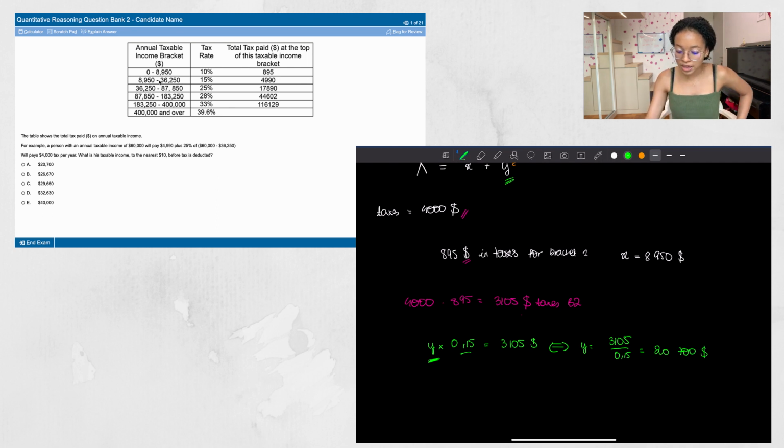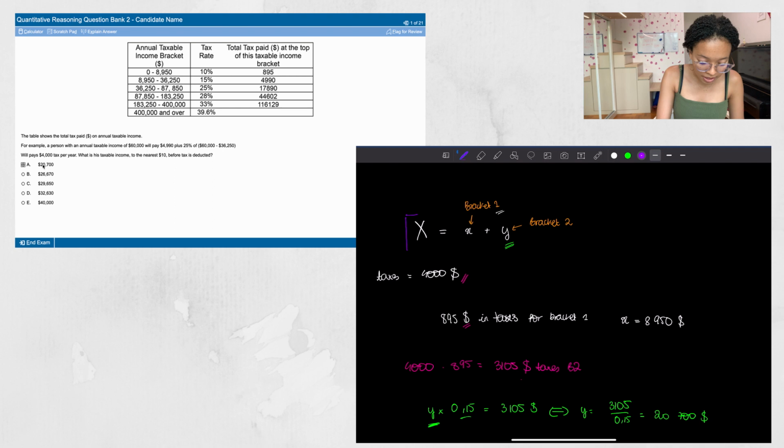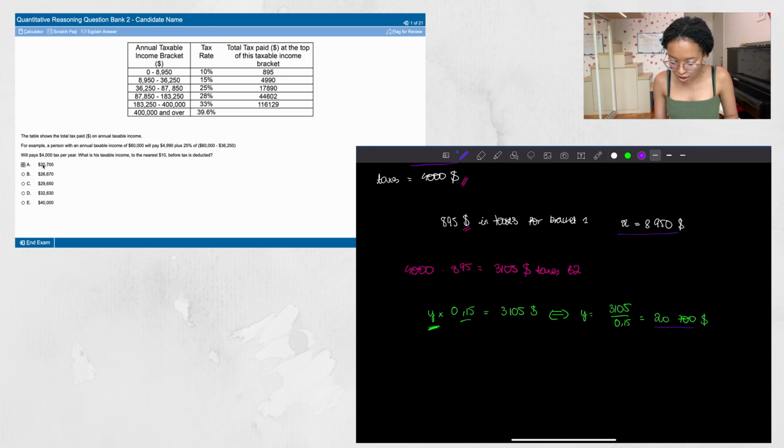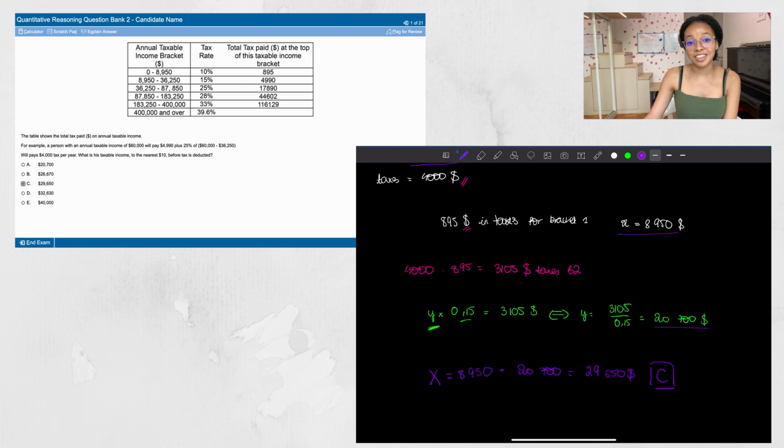$20,700. Now, if you look at the answer options, you see that you could click on A, but don't be too quick to click on A, because you remember that we wrote at the beginning that the total income that he makes, X, is equal to X plus Y, and X equals 8,950 and Y equals 20,700. So X is equal to 8,950 plus 20,700, which is equal to $29,650, which is actually answer C. Okay, so that's how you would answer this tax question.